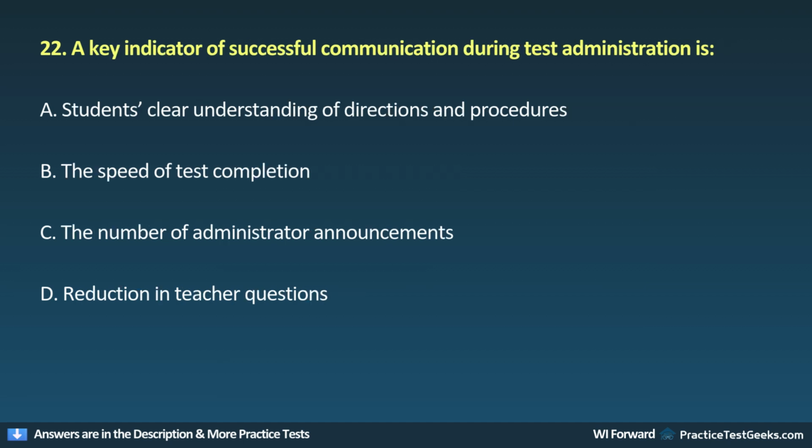22. A key indicator of successful communication during test administration is A. Students' clear understanding of directions and procedures. B. The speed of test completion. C. The number of administrator announcements. D. Reduction in teacher questions.